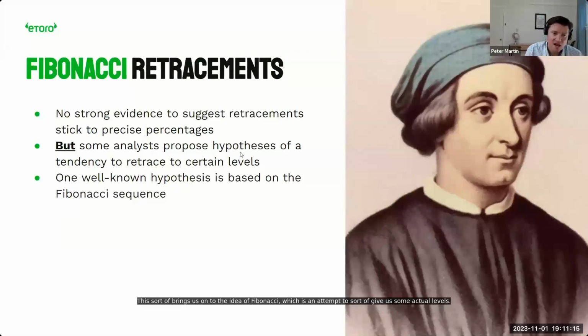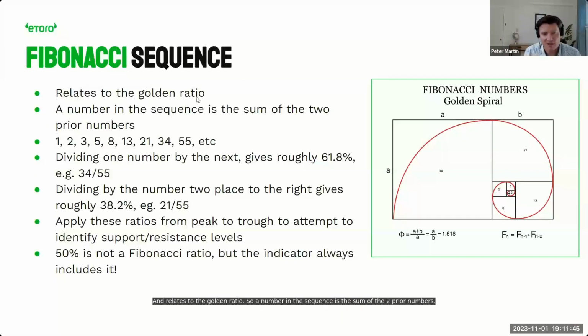Now, in reality, there's no strong evidence to suggest retracements stick to precise percentages, but some analysts do adhere to this idea that there's a hypothesis where there is a tendency to retrace to certain levels. And this brings us into the Fibonacci sequence, which is a well-known hypothesis. The Fibonacci sequence is a special sequence of numbers and relates to the golden ratio. A number in the sequence is the sum of the two prior numbers: 1, 2, 3, 5, 8, 13, 21, 34.